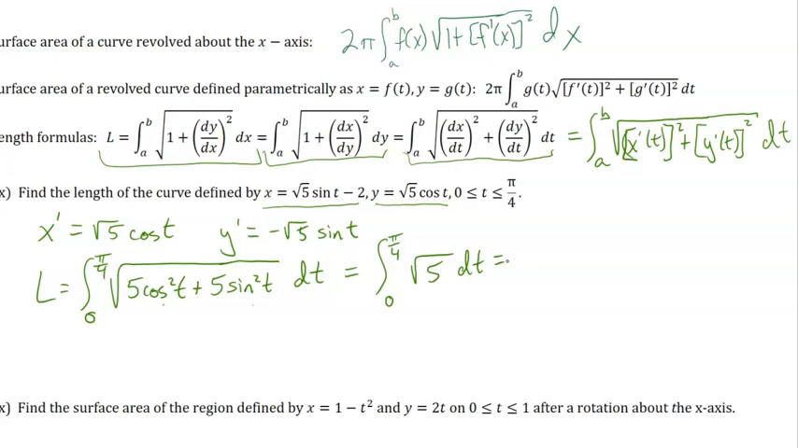Okay. Somebody else, what's the antiderivative of root 5 dt? Okay, evaluated from 0 to pi over 4 is what?